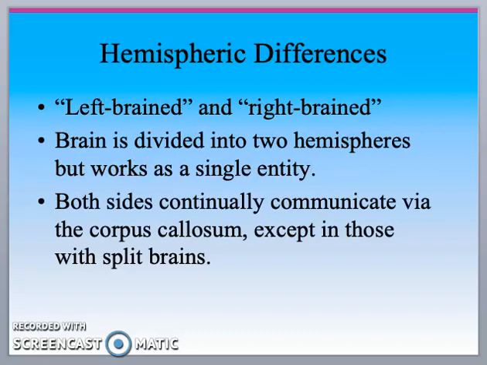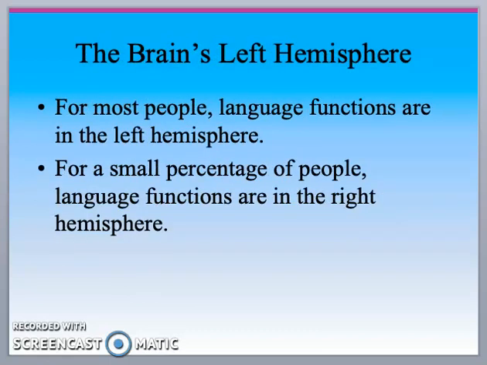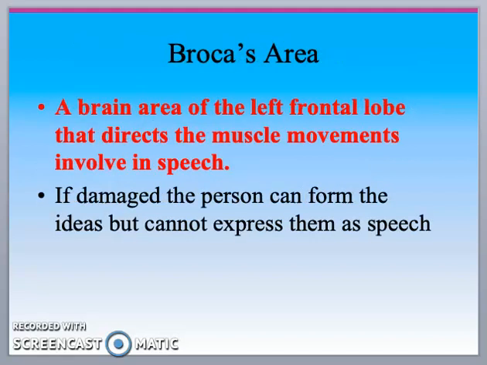You have left brain and right brain. Those are the 2 hemispheres in your brain. They work as a single entity and are taught to communicate with each other through the corpus callosum, but they can be split, and it's okay. The hemispheres don't necessarily have to communicate with each other. For left brain, most people use this for language functions. In some people, it can actually be in the right side of the brain, but your left side deals with your language functioning, how you speak.